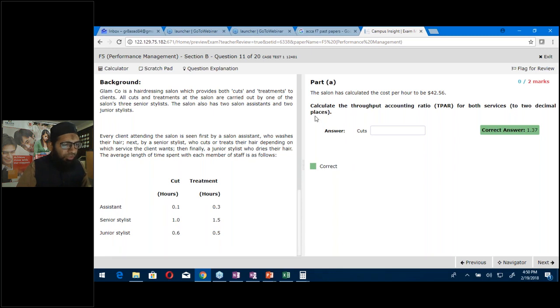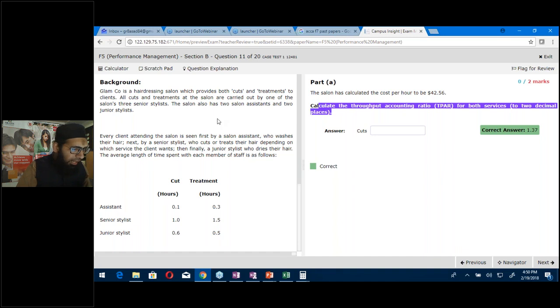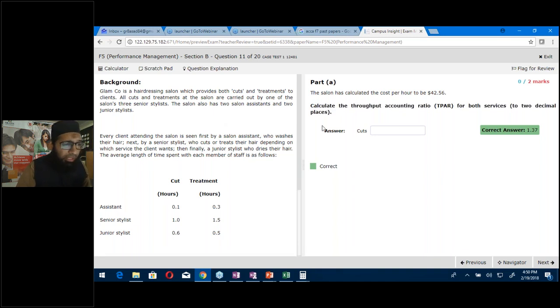In such a situation, first of all, you should read the requirement first, so that you understand which topic it is from. For example, this is the question in which the marker has asked, calculate the throughput accounting ratio for both services. And in the answer, only cuts are provided. That means this is a question from the throughput accounting topic. Now read the background.